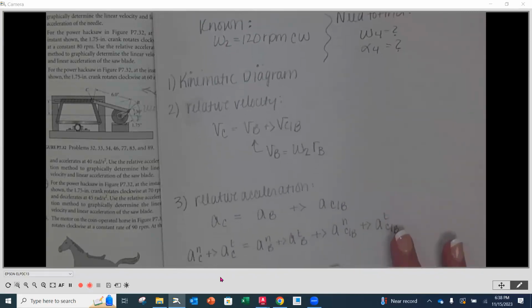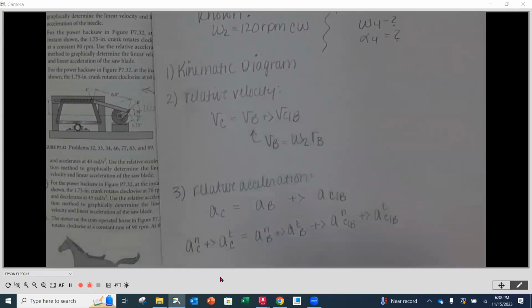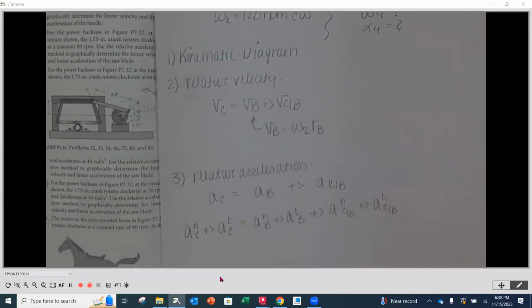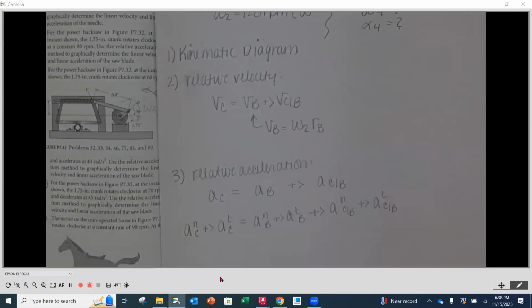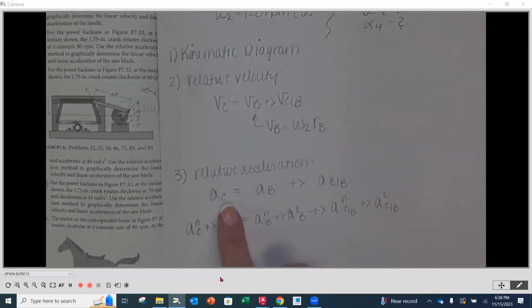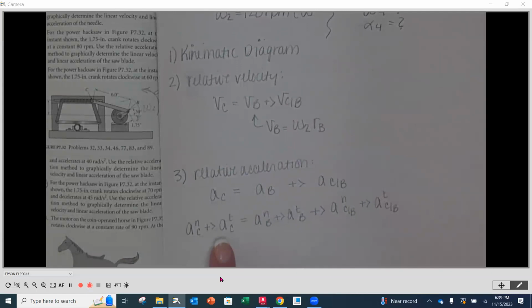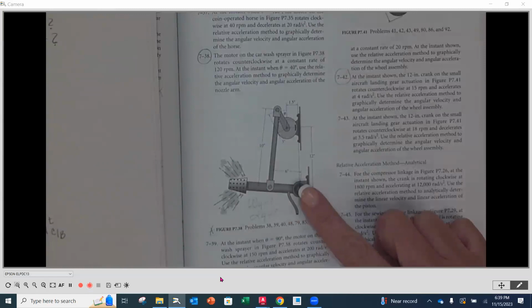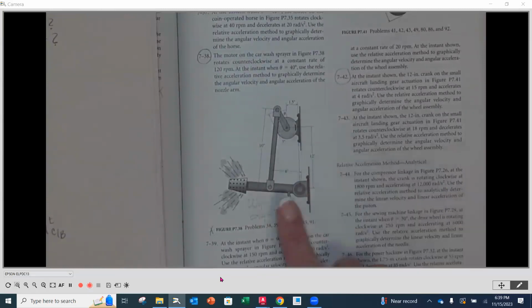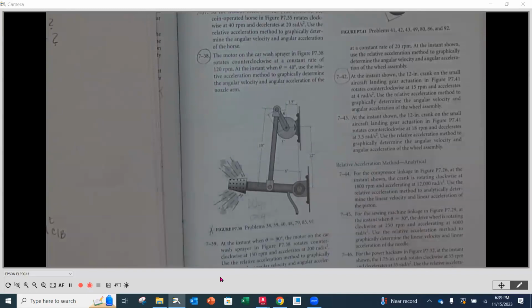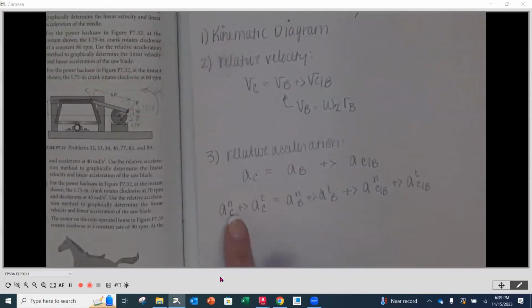Then, once we get our relative velocity all set, we're going to be moving into relative acceleration. Now, this time, because point C is on a link that's pivoting about a fixed center, it's going to have a normal and a tangential component. So right here, this is pivoting around that. So it's not going in a linear fashion. That's why it's going to have a tangential and a normal component.